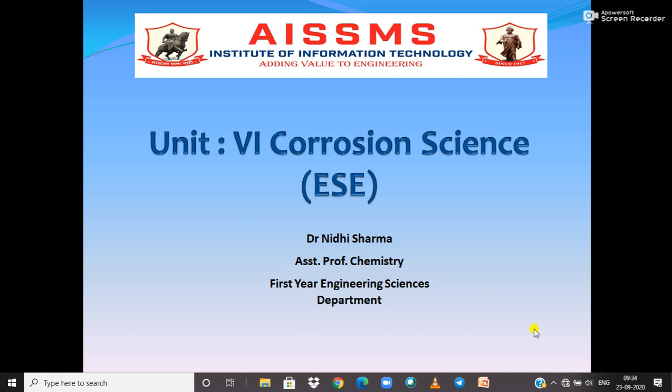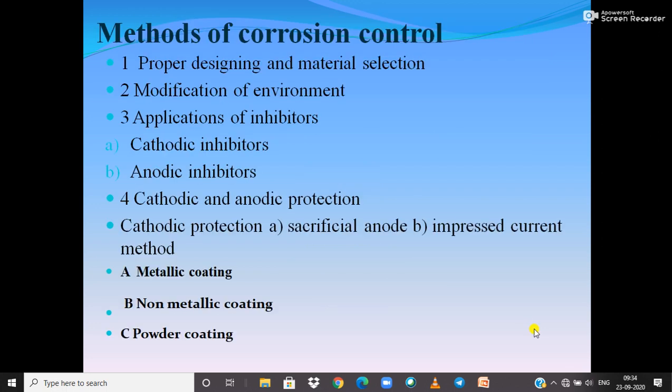In corrosion science, we have already discussed the mechanism of dry corrosion, wet corrosion, and factors affecting the rate of corrosion in my previous videos. Now in today's lecture, I am going to discuss how to control the corrosion. So, methods of corrosion control.